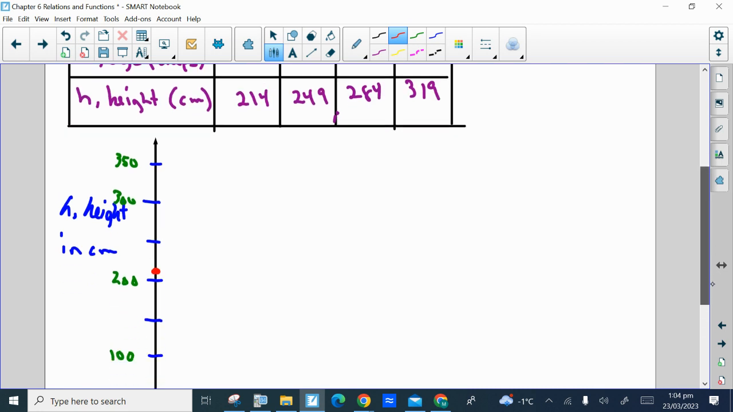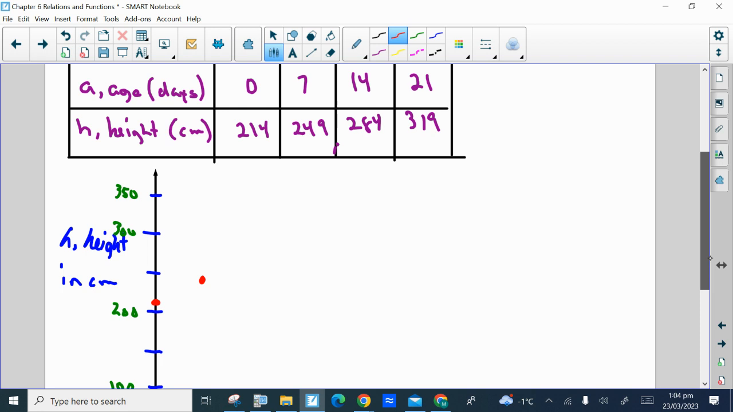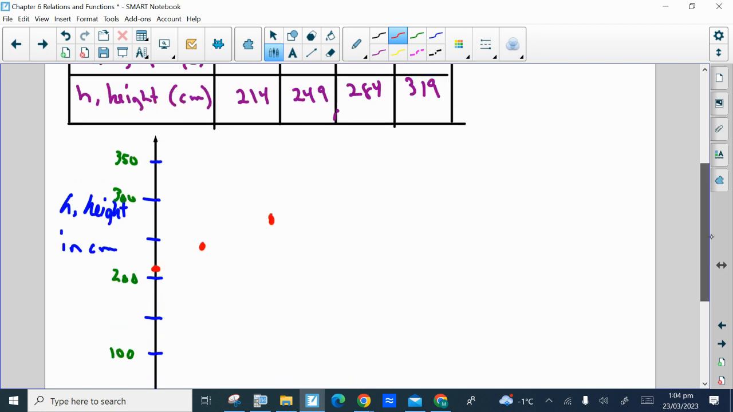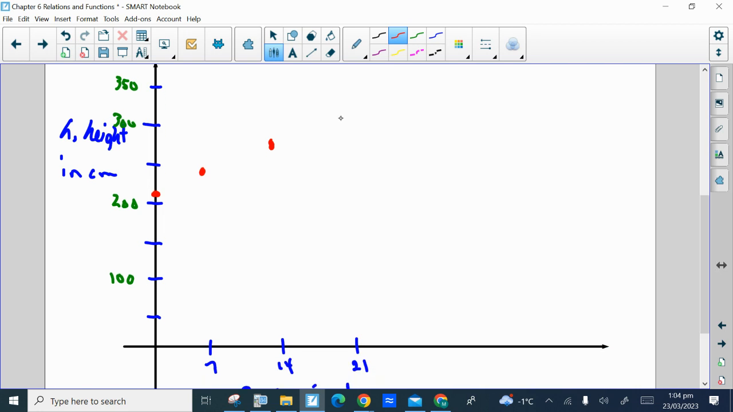Our next point is 7, 249. So that's just below 250. 14, 284. So that's just below 300. And 21 comma 319 is just above 300.